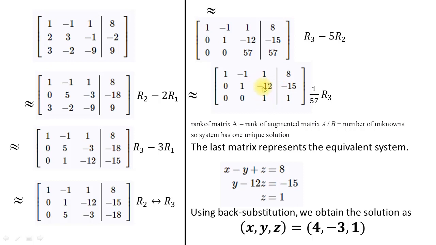Now as I have already told you in the procedure, when we obtain the echelon form, then write this matrix again in the system form.